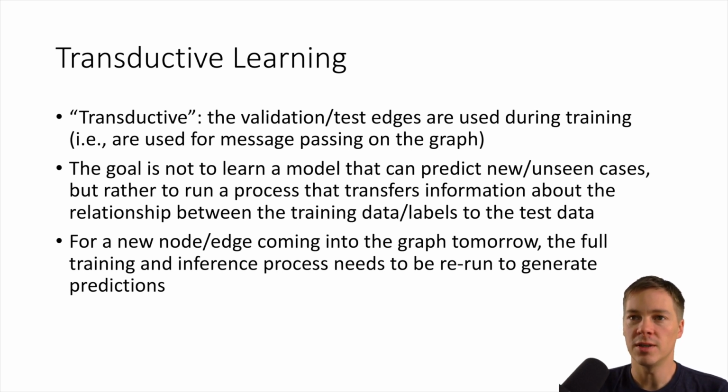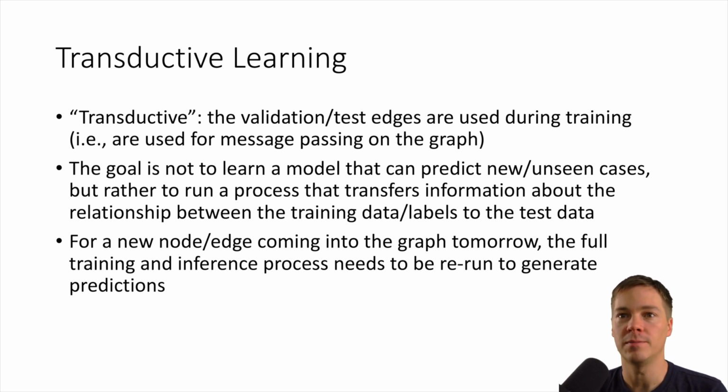In the context of GNNs, this means that the validation and test edges are going to be used during the training process. And by that, I mean that they're going to be used for message passing on the graph. If they have labels, we're not going to use the labels for training, but we will use the nodes and edges and their features for message passing.